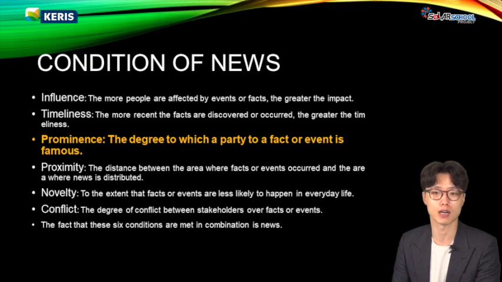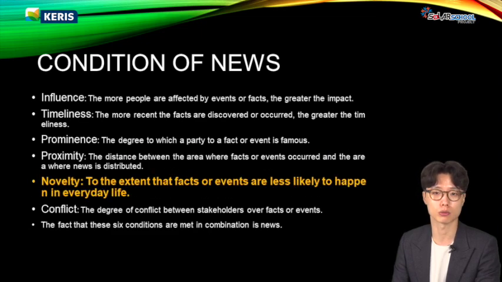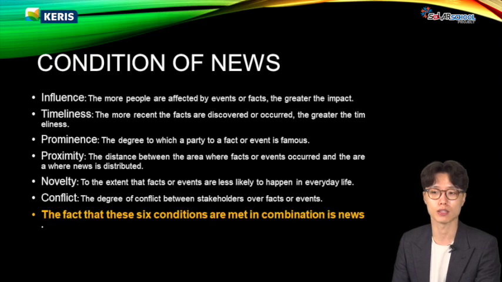These days, more and more news is being posted directly on portal sites, and more news is pouring out as these timely articles. In addition, prominence means the degree to which the party involved in the incident is famous, and proximity is the distance between the area where the facts or events took place and the area where news is distributed. And novelty is the degree to which the facts and events are less likely to happen in everyday life. And conflict is the degree of conflict between stakeholders over facts and events.